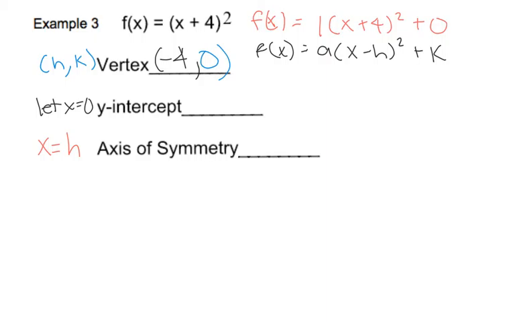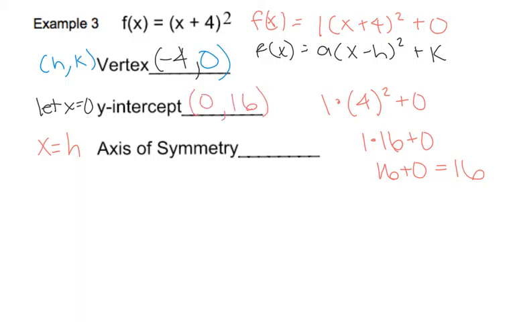To find the y-intercept, you let x equal to 0. So we would end up with 1 times 4 squared plus 0. Well, 4 squared is 4 times 4, which is 16. 1 times 16 is 16. 16 plus 0 is still 16. So the y-intercept then is 0, 16. And our axis of symmetry is x equals h, and our h value is negative 4.